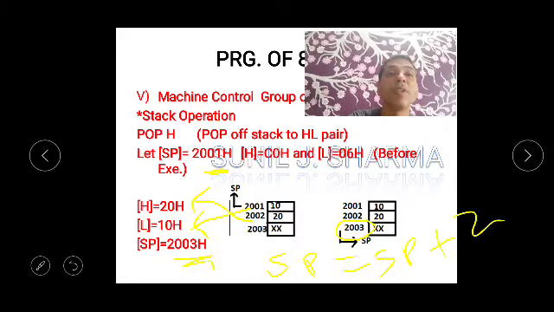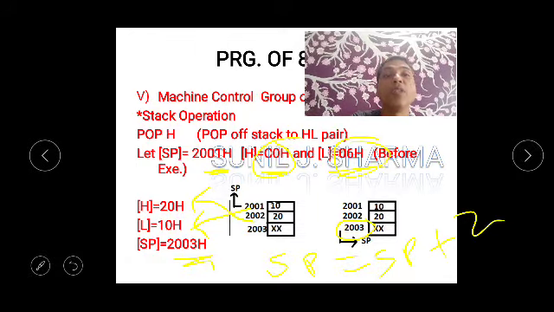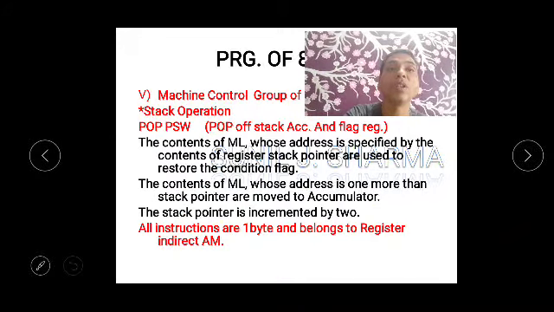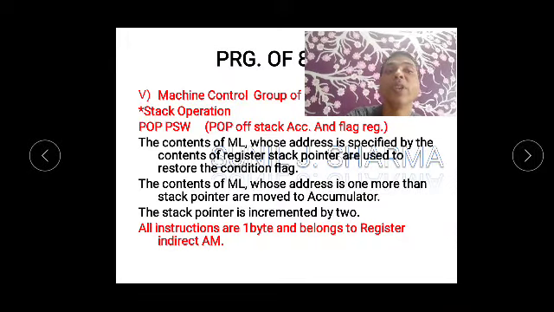I think the example we have taken, the contents of the HL pair will be changing. Instead of C0 and 06, it has been changed to 20 and 10. Okay, now let's go with the same thing, but I think this will change the contents of the accumulator and flag.